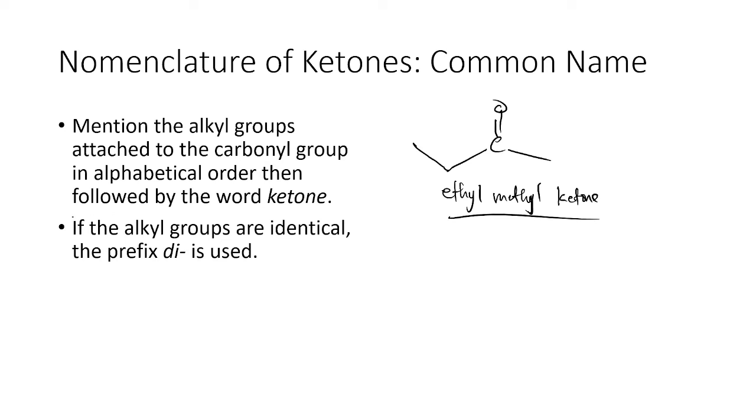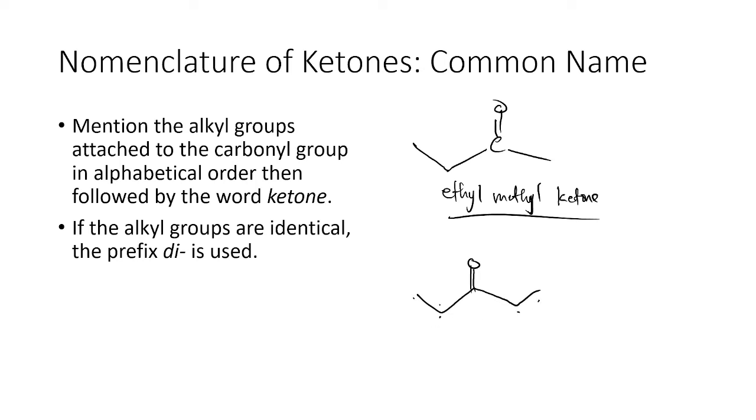And sabi niya dito, if the alkyl groups are identical, the prefix di is used. So, it just means that if you have this structure, then you have your carbonyl group here, meaning to say this is a ketone because you have R group on the left side of the carbonyl atom and another R group on the right side of the carbonyl atom. Meaning to say, we have here an ethyl, kasi bakit siya ethyl? Kasi 1, 2. And also we have here ethyl, 1, 2.